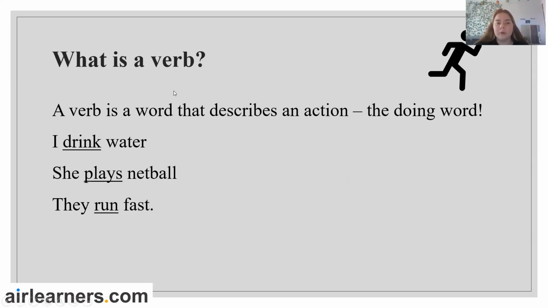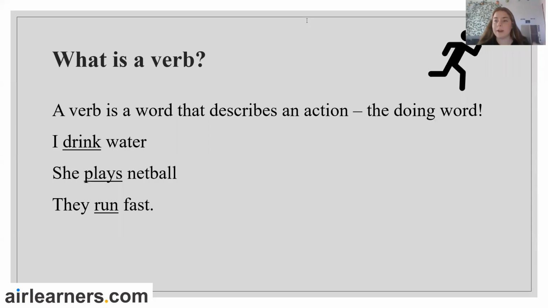What is a verb? A verb is a word that describes an action. The doing word. So, I drink water. She plays netball. They run fast. Another example of a verb is maybe they walk to the shops, or ace the test. So those are two examples.